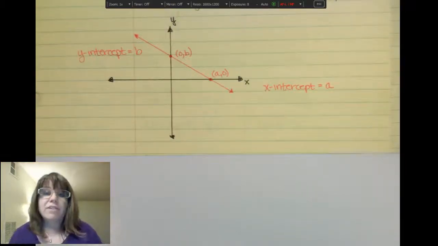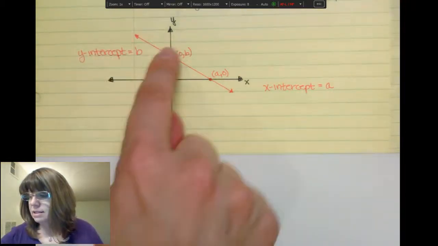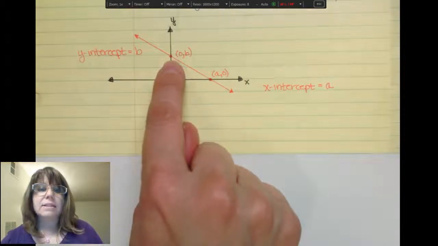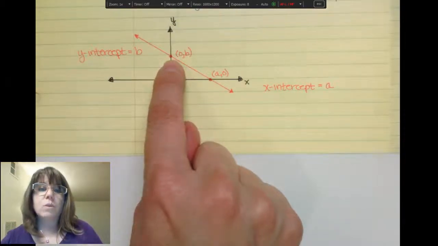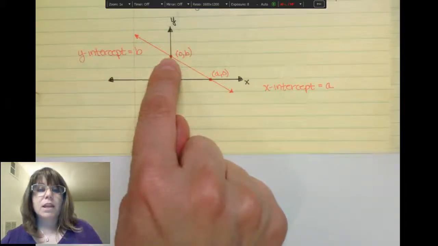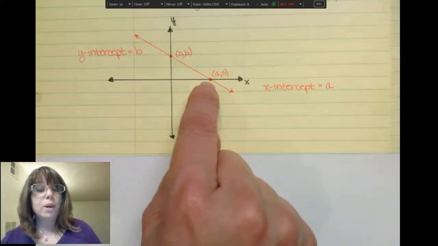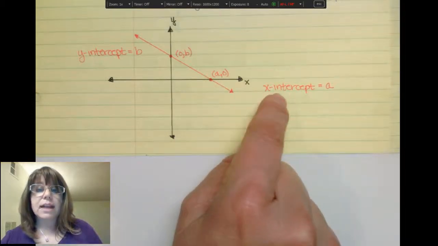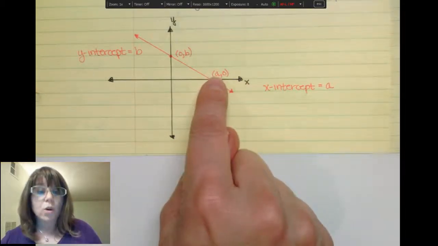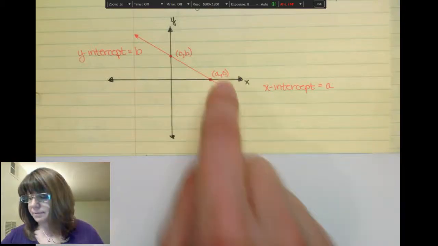So here is a graph of a generic line, and the line crosses the y-axis at the point 0, b. The y-intercept is b. And if we continue the line down, it crosses the x-axis at the point a, 0. The x-intercept is the x-coordinate of that point, so it is a. It is just a value. It is not the whole entire point.